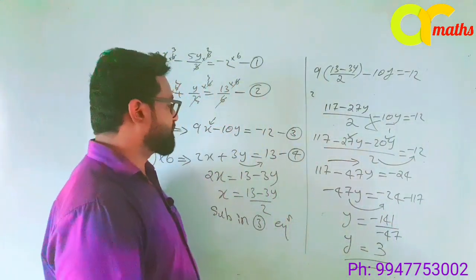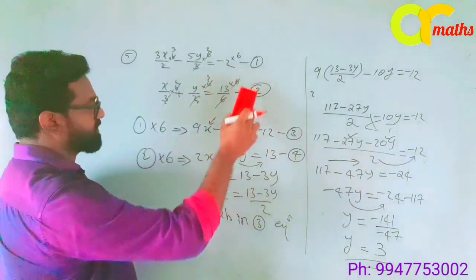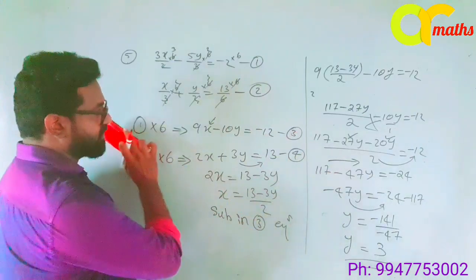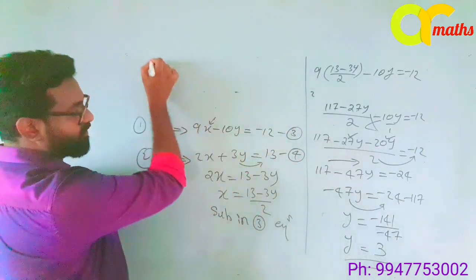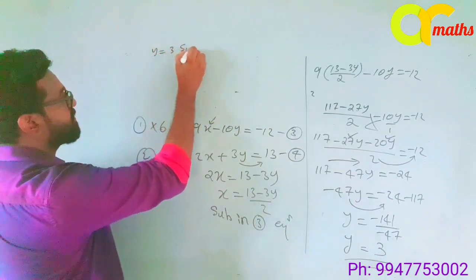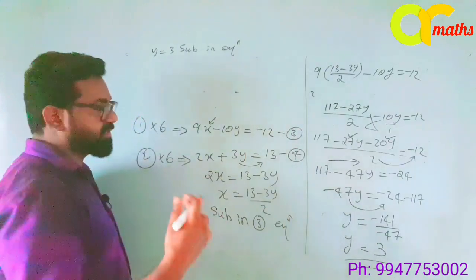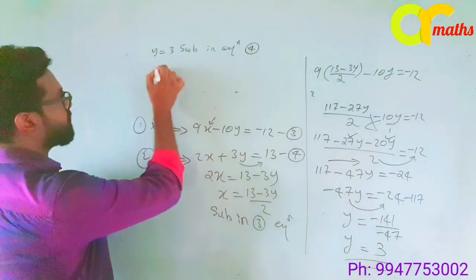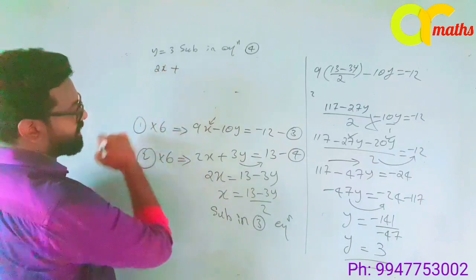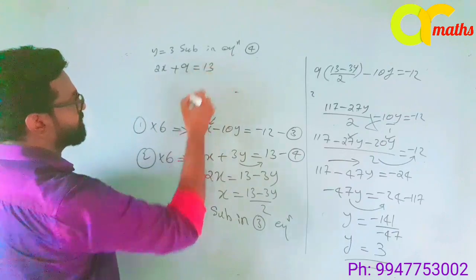Now how to find x? y equal to 3. Substitute in any equation: first, second, third, any equation. I am substituting in the fourth equation. You can substitute in equation 1, 2, 3, 4. So 2x plus 3 into y, 3 into 3, 9, equal to 13.